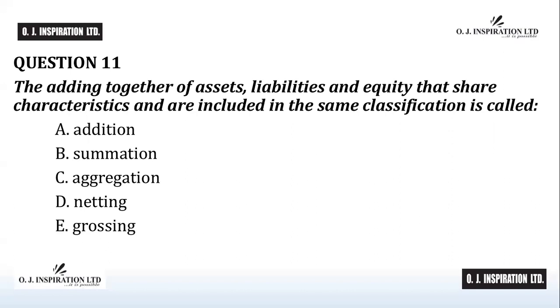Time up. The answer to question number 11 is C, aggregation. Aggregation applies to assets, liabilities, equity, income, expenses, and cash flows. IFRS 18 defines aggregation as the adding together of assets, liabilities, equity, income, expenses, or cash flows that share characteristics and are included in the same classification. C is the answer to question number 11.